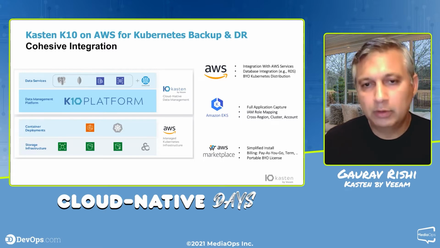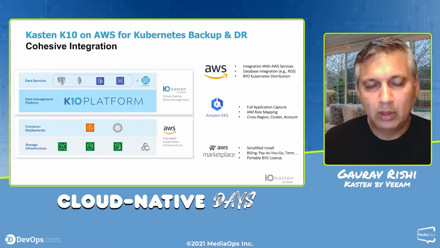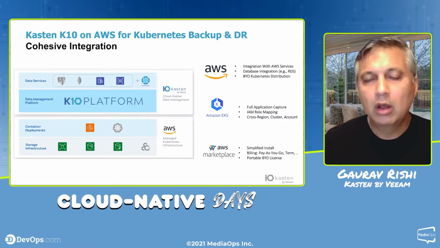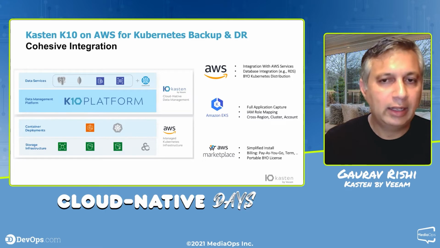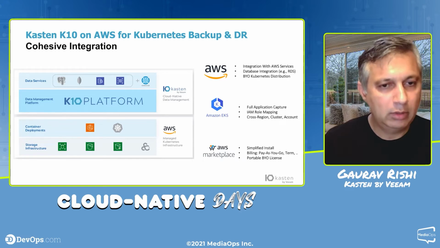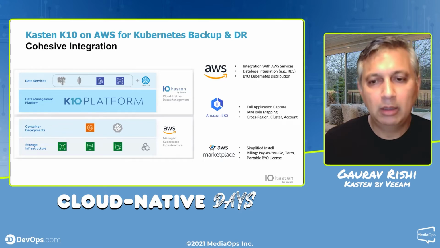Casting K10 also supports other Kubernetes distributions, whether it's Red Hat OpenShift or upstream Kubernetes. And then to install Casting K10, like I said, it's software. You can have a simple click from your Amazon marketplace with flexible billing models.